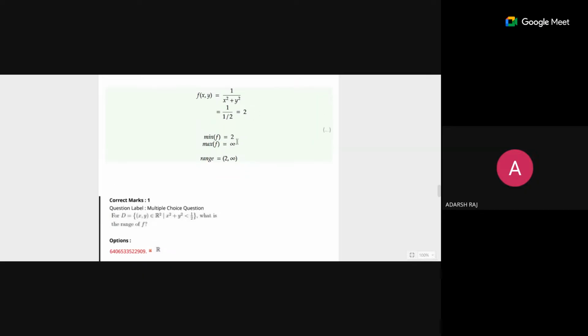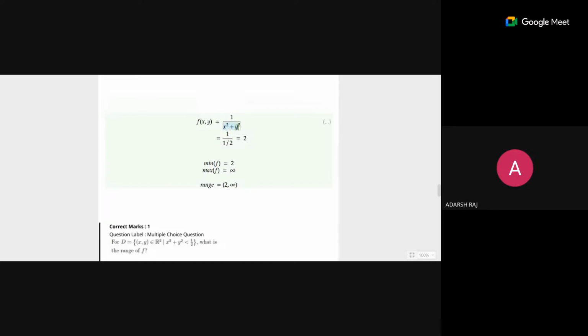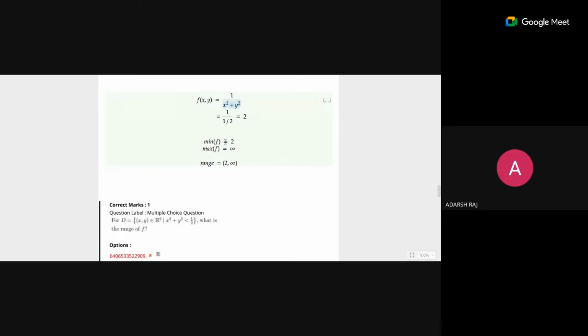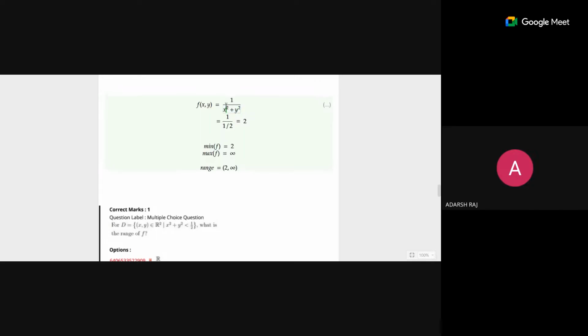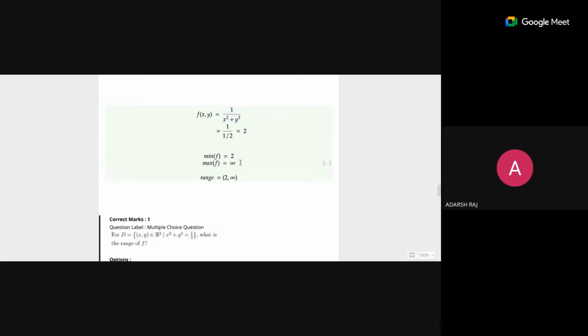And for finding the maximum value, we have to minimize this quantity x square plus y square. So the minimum value will be at 0 comma 0. If you put 0 and 0, we get 1 by 0. This will be infinity. So the maximum value of this function will be infinity. Got this?